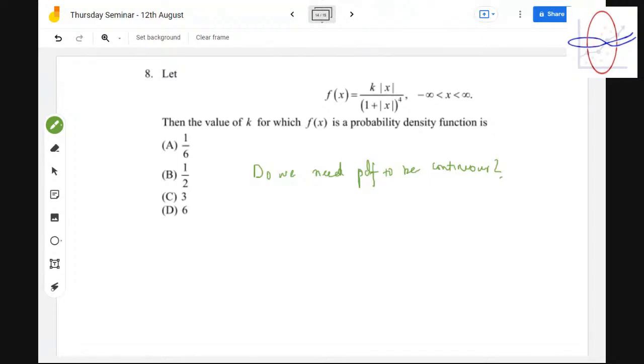Okay. So, do we need PDF to be continuous? What do you think? If yes, tell me why. If not, give me a proof. Do we need PDF to be continuous? Tell me. No, give me an example. Why no? Give me an example.